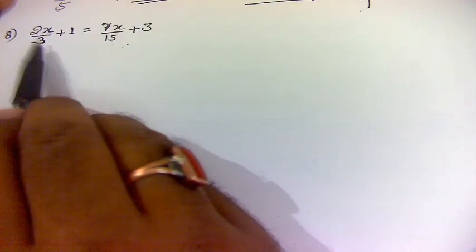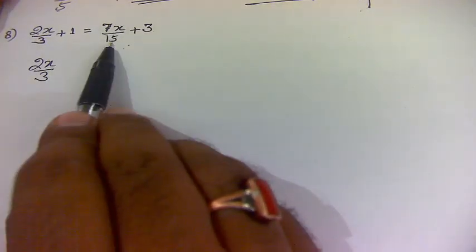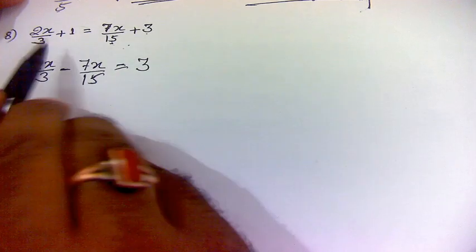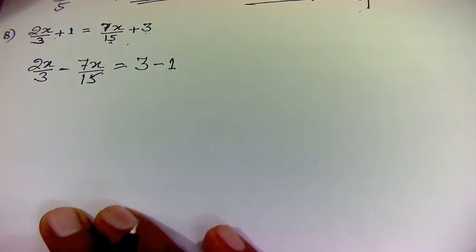This 15 will not be transposed to the left side, and the same way the 3 cannot be transposed to the right side. So here let us do it straight away. 2x upon 3. Now this 7x upon 15, we will take it to the left side. So when we take it to the left side, it is 7 minus 7x upon 15 equals to, you have 3 here, and this plus 1, when you take it to the other side, it becomes minus 1.